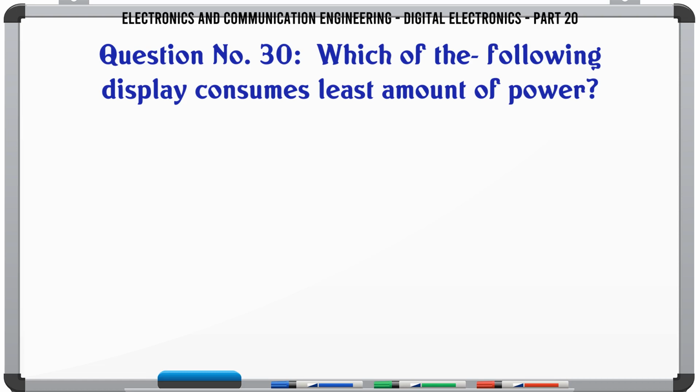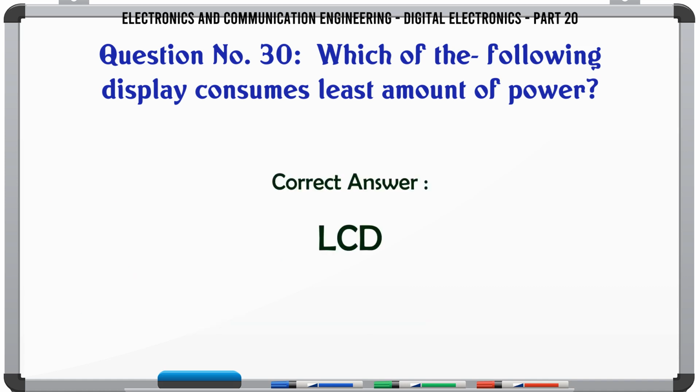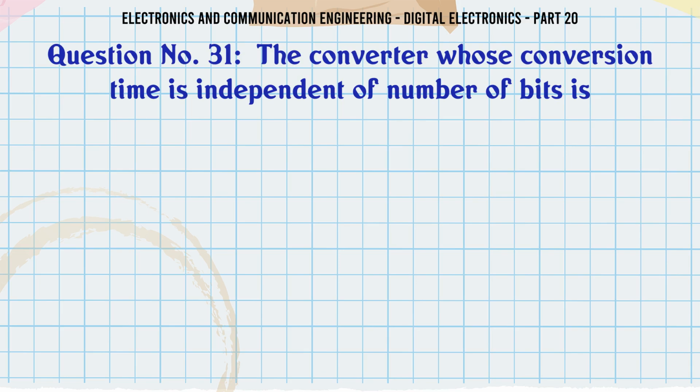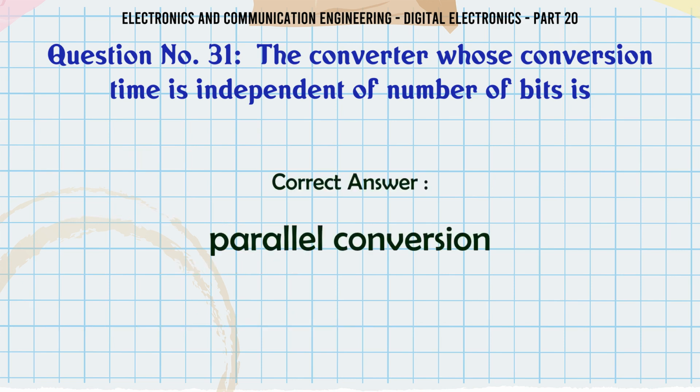Which of the following display consumes least amount of power? A LCD, B LED, C fluorescent display, D all display consumes same power. The correct answer is LCD. The converter whose conversion time is independent of number of bits is A dual slope, B counter type, C parallel conversion, D successive approximation. The correct answer is parallel conversion.